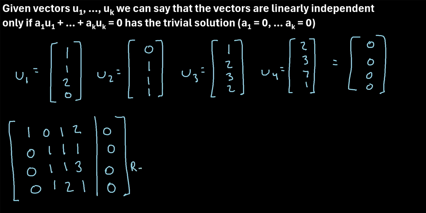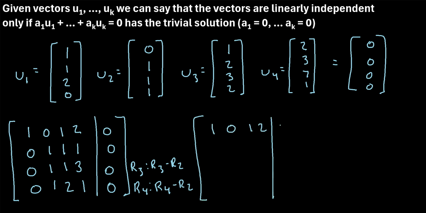So let's say row 3 will become row 3 minus row 2, and row 4 will become row 4 minus row 2. So here's what that looks like. The first row doesn't change at all, so we'll just rewrite those values.